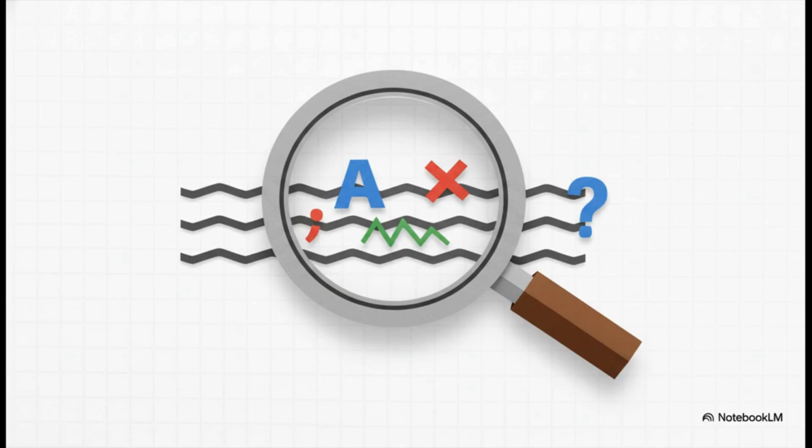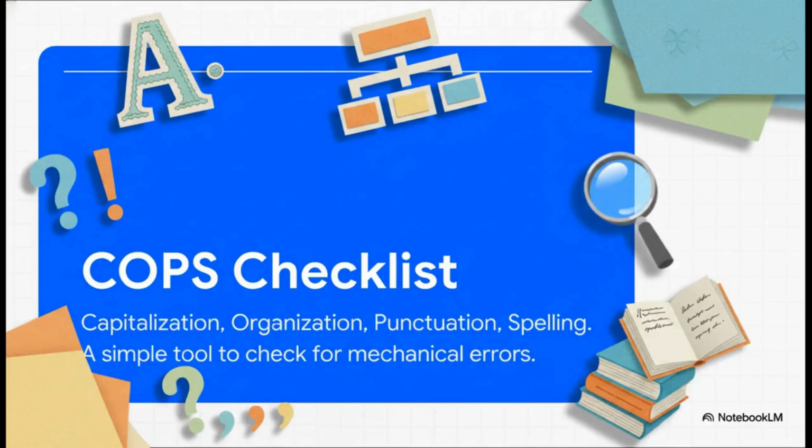This is the mechanical fix-it stage. This is where we put on our detective hats and we start hunting for errors. And to make editing way less overwhelming, we can give students another handy little acronym, COPS. It gives them a really concrete 4-point checklist that's super easy to remember. Check for capitalization, organization, punctuation, and spelling. It turns this vague task into a targeted mission.